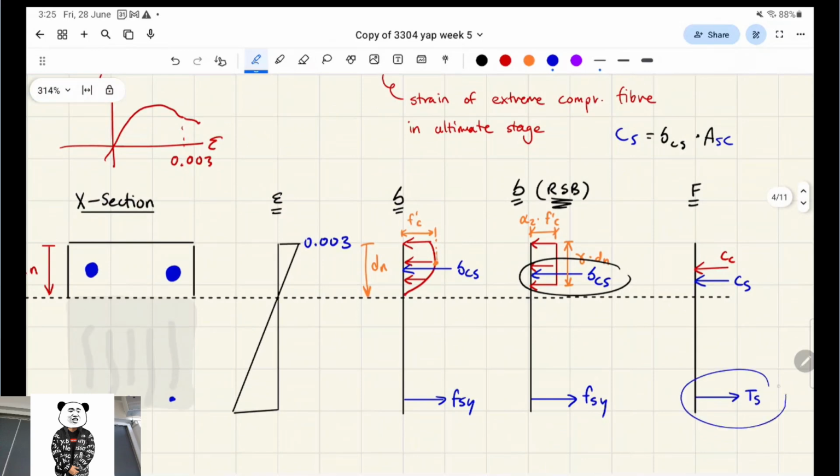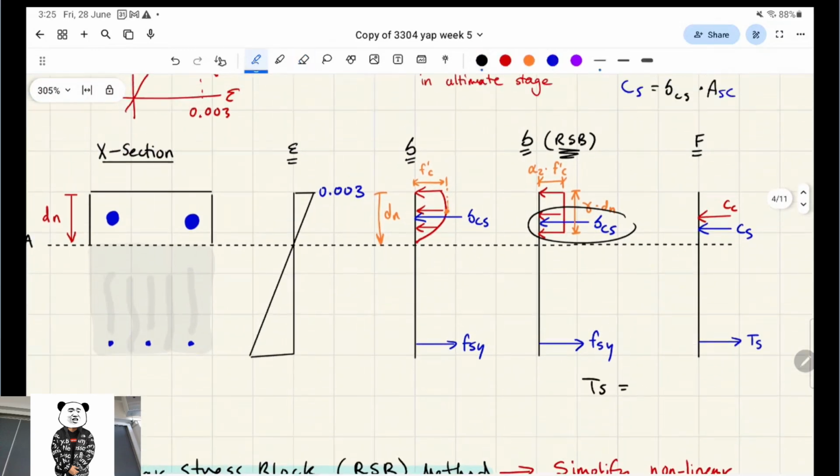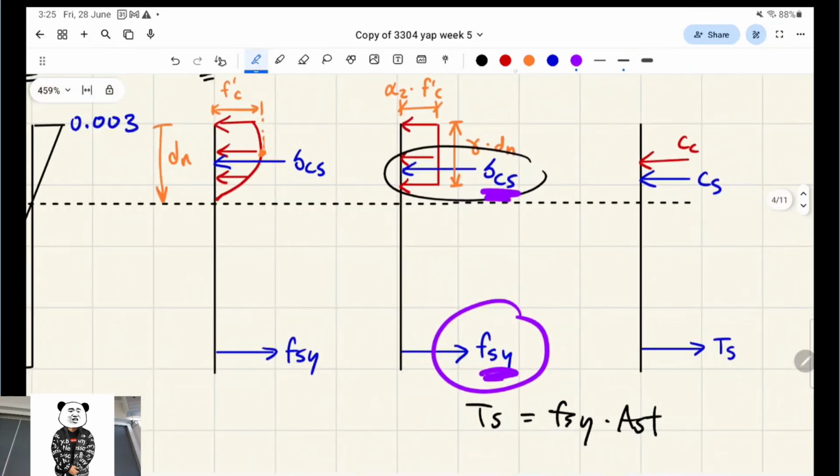What about the tensile one? TS is equal to FSY times, which area are we multiplying it by? Very good. So you might have noticed here that I've done something slightly different for the compressive steel and the tensile steel. I've labeled the compressive steel as the stress of the compressive steel, and I've labeled the stress of the tensile steel as FSY. So does anyone want to crack it? Why I've done it like that?